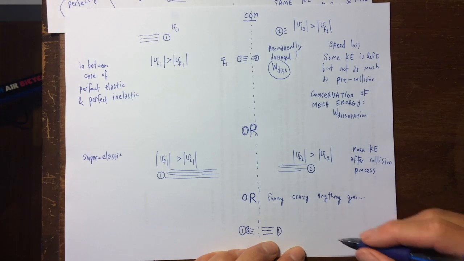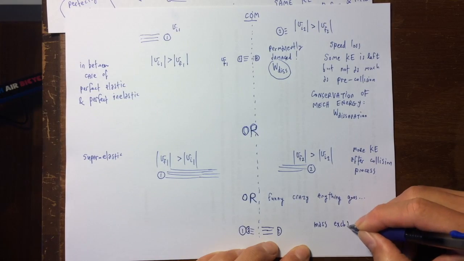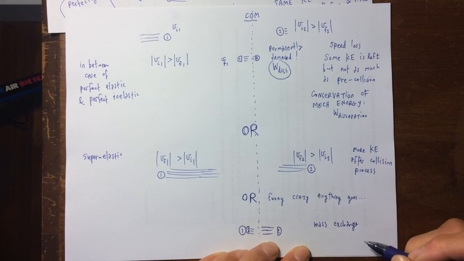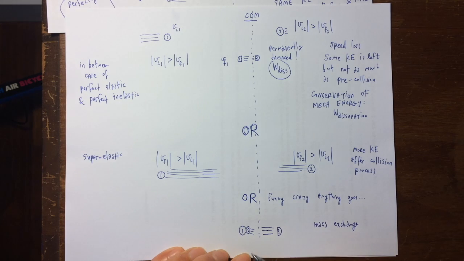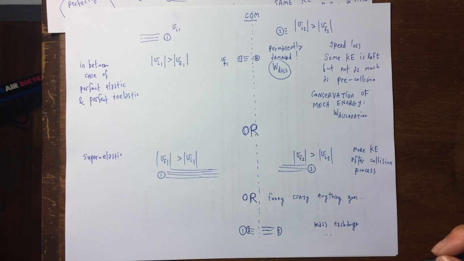But the point is this is a situation that has a mass exchange. It's kind of like I make a new object, it's 1 plus half of 2, and the other object that's left over is the other half of 2. So there is this mass exchange that can happen. Lots of other things. So sky's the limit, right?